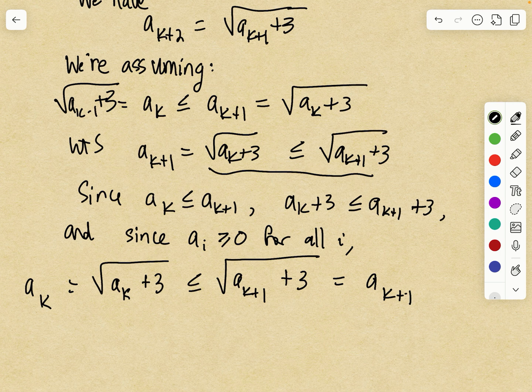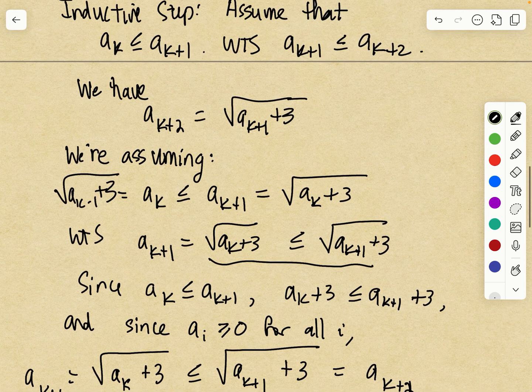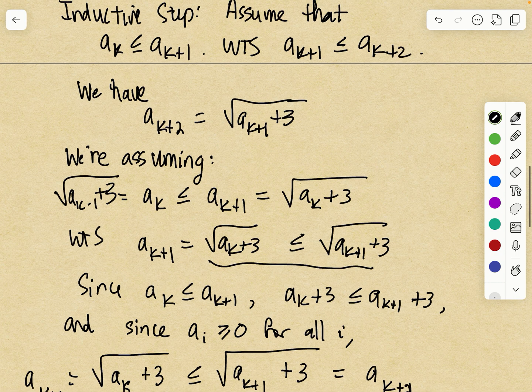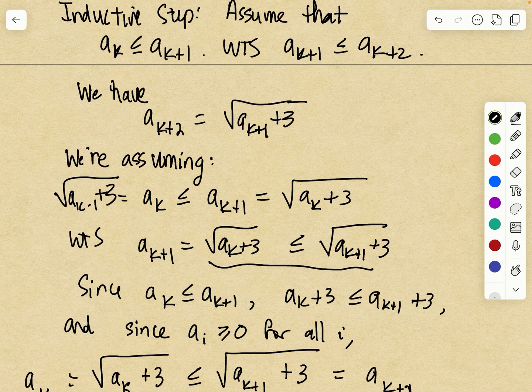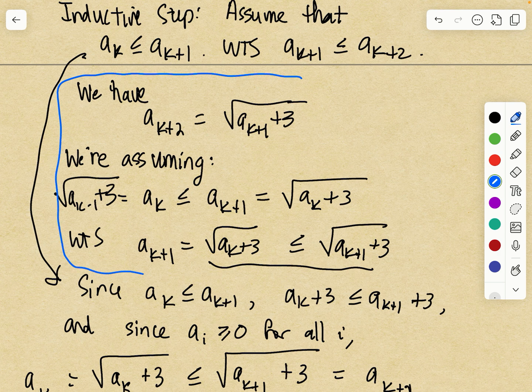Sorry, I have a sub k plus 2 here, a sub k plus 1 here. So a sub k plus 1 is, in fact, less than or equal to a sub k plus 2. So this is like the scratch work. Once we wrote down what we wanted to show, we could have just skipped here, right? We could just leave out this part. But it's a good idea to write down the scratch work of what you want to show, what we're given, etc.